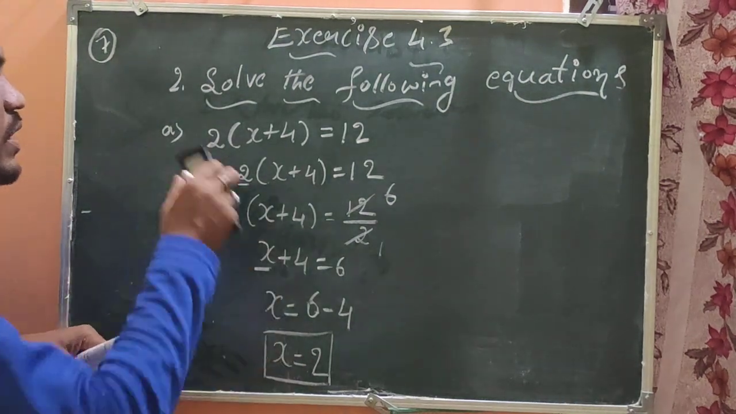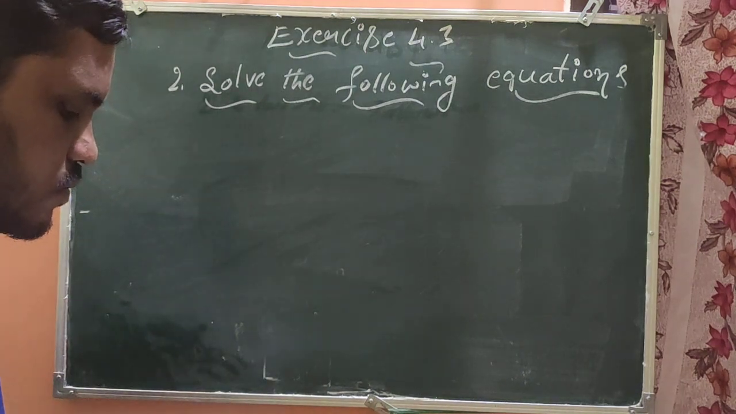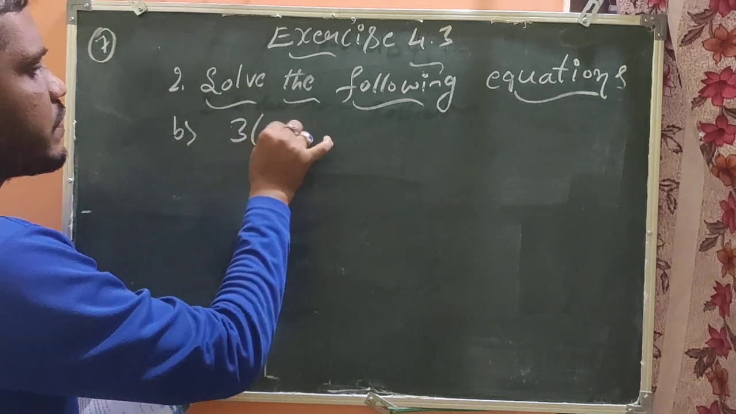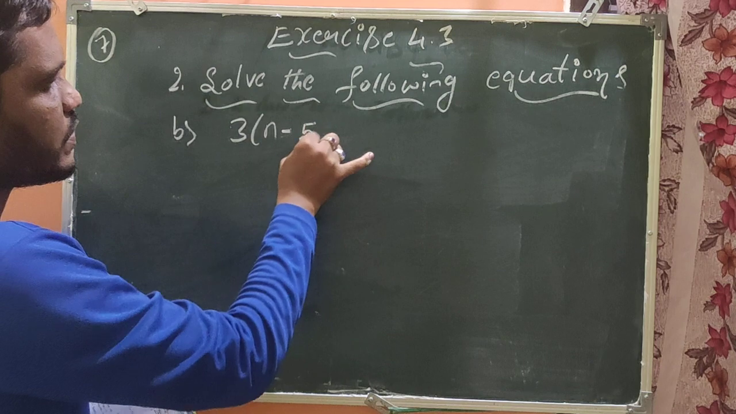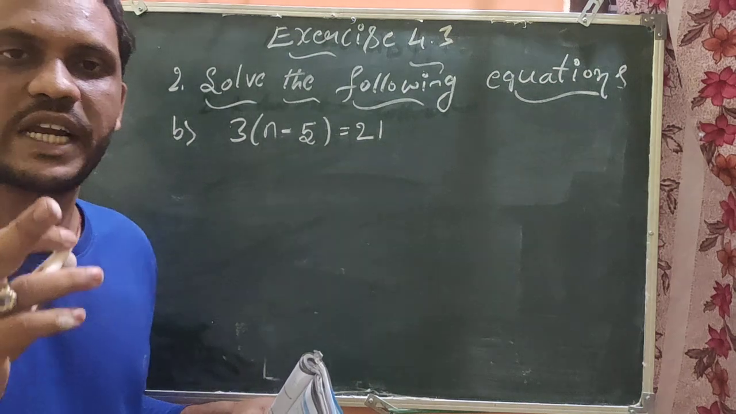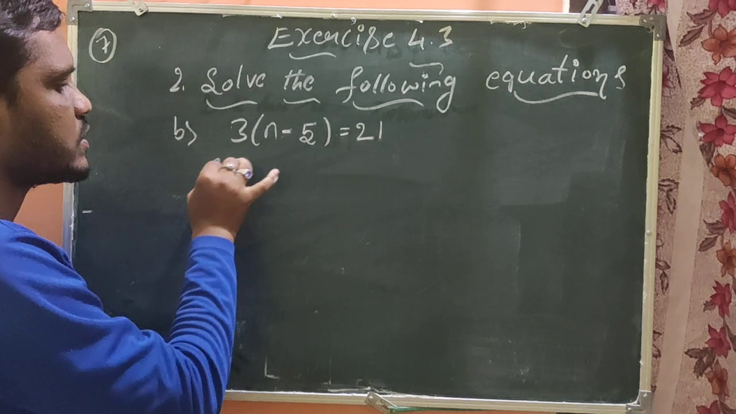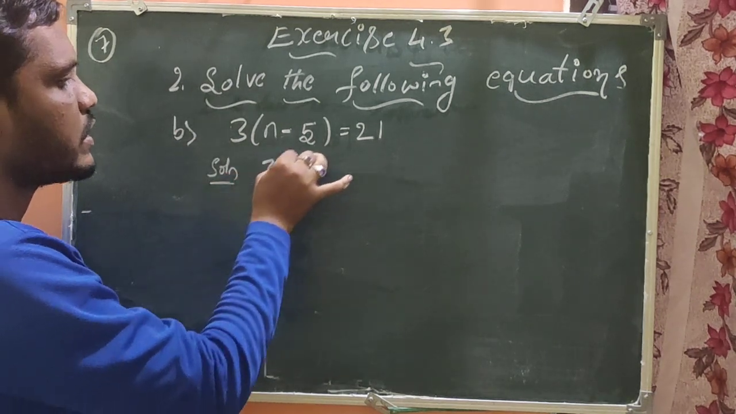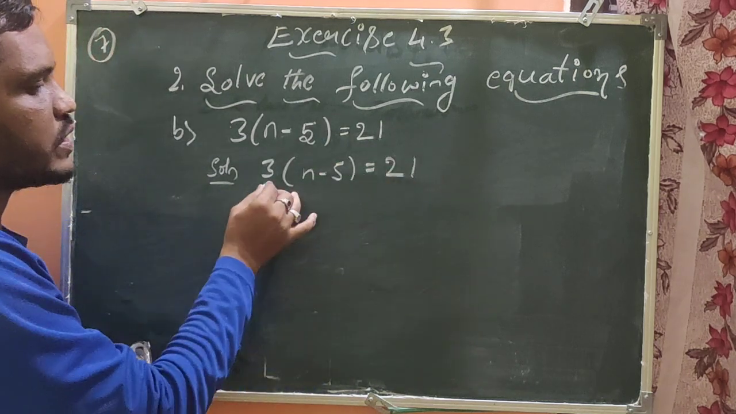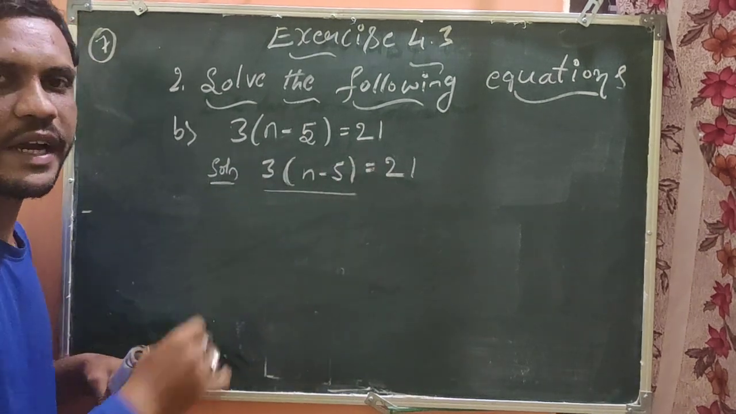Next, the second example. I will take B as an example. 3 times of n minus 5 is equal to 21. So I think you have already studied this in your integers chapter. Once again that concept comes here also. Solution: 3 times of n minus 5 is equal to 21. So these are the two terms. Here 3 is one term, n minus 5 is also one term because this is a bracket.